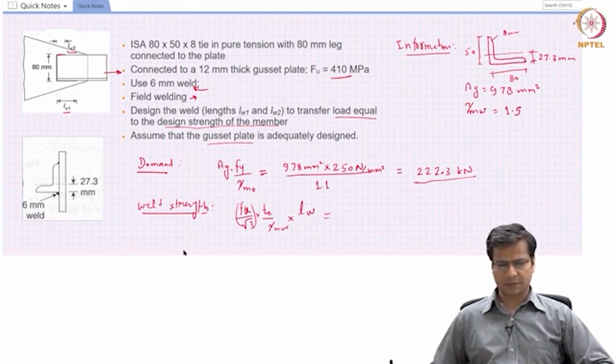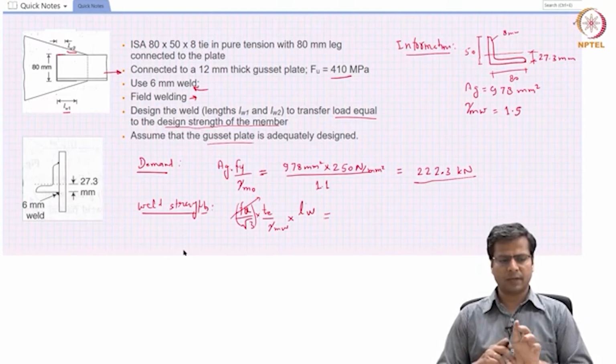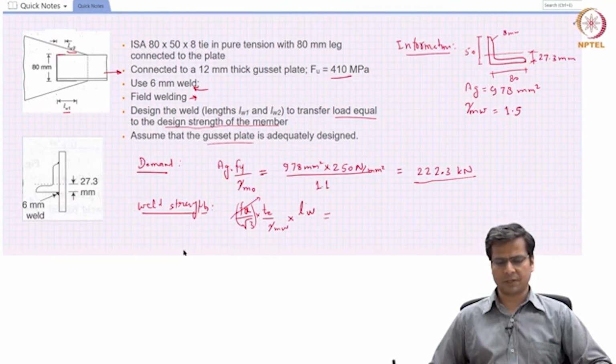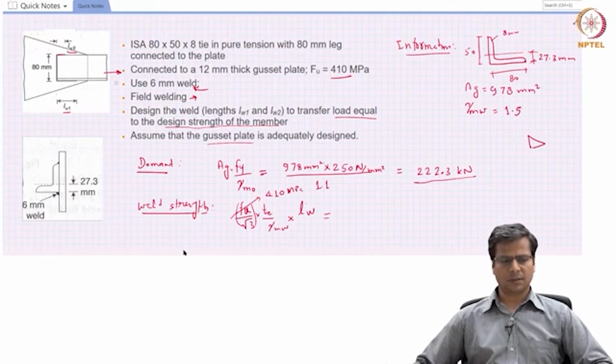And if we start substituting the values here, Fu is the minimum of the two, the minimum of the ultimate stress of the metal and the filler material, which can be taken as 410 MPa because that is the material that is given to us. Root 3 is root 3, that is corresponding to shear strength. Te would be the throat thickness. So if the weld has a size of 6 millimeter, the throat will be equal to 6 divided by root 2.